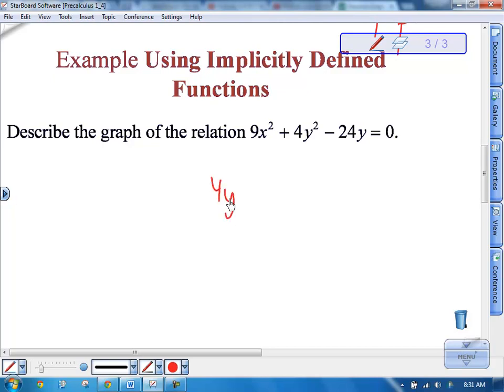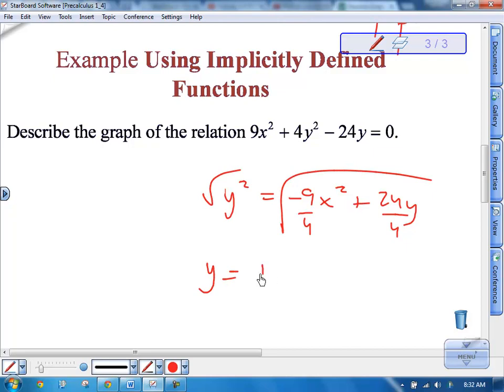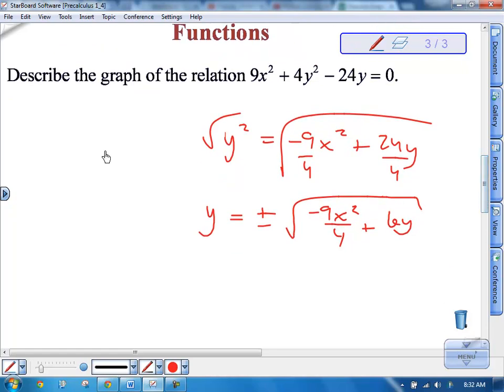So to do that, we have 4y squared. We're going to subtract the other terms to the other side. So that gives negative 9x squared plus 24y. I'm going to divide by 4. And then I'm going to square root. So it'll be y equals, now we have this plus or minus thing going on here, where we have negative 9x squared over 4 plus 6y. Now, the positive answer will give you this part of it, and the negative answer will give you this part of it.